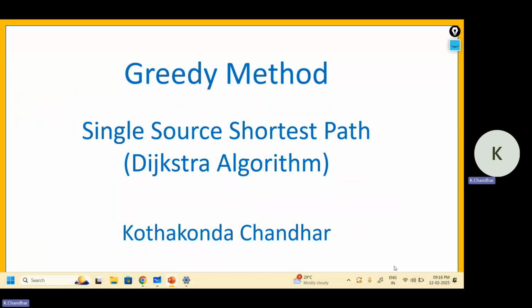Today's class we will go for one more algorithm that comes under the greedy method, that is single source shortest path. The other name of this one is Dijkstra algorithm.